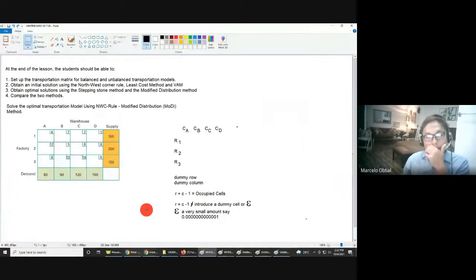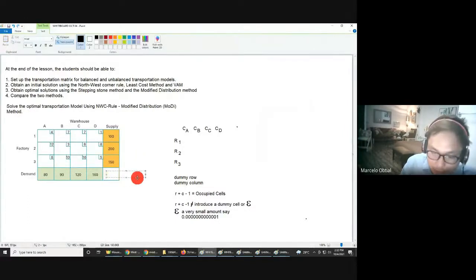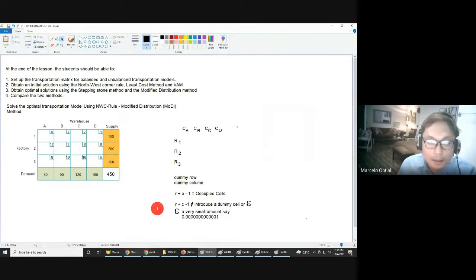Okay, so let's proceed na. According to Jen, equal siya, so no need to introduce a dummy row or column. If you have your notes there, kindly jot down or list down the algorithm.